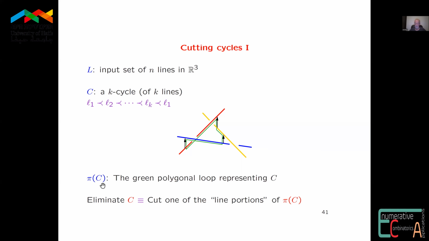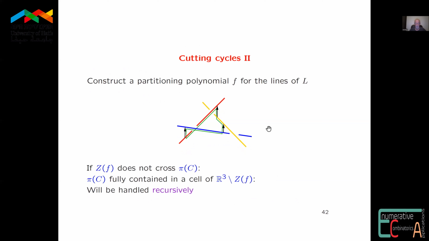What we need to do is cut this loop at least once on a segment that lies on one of the lines. Cutting it on a vertical jump will do no good. Okay. So we construct these partition polynomials that I just mentioned, degree d and so on.